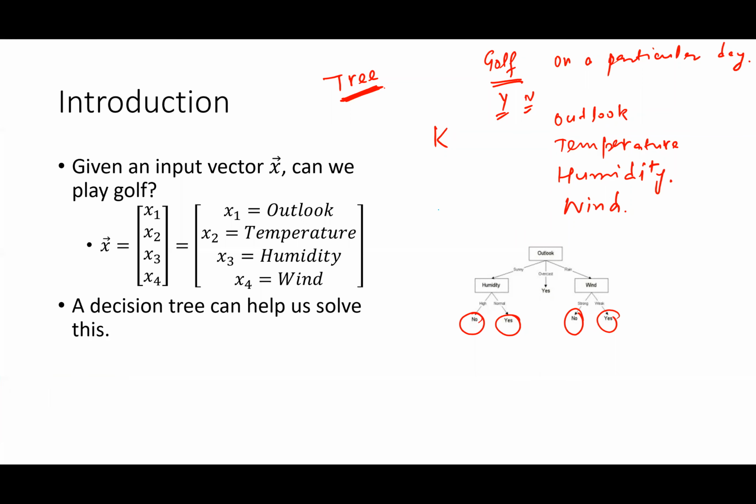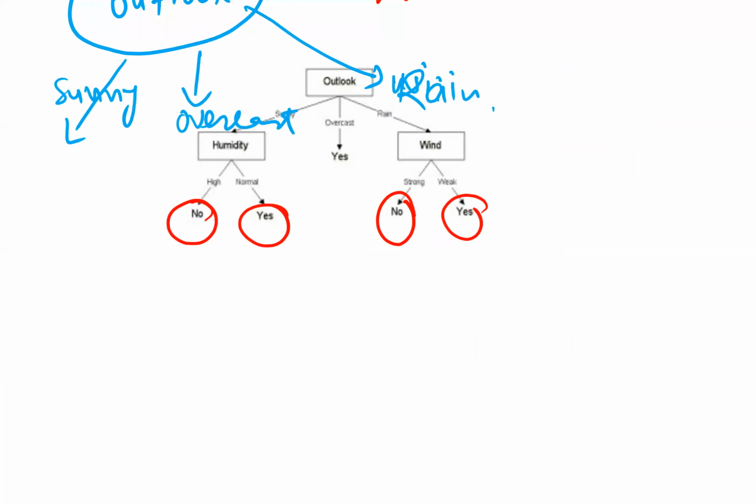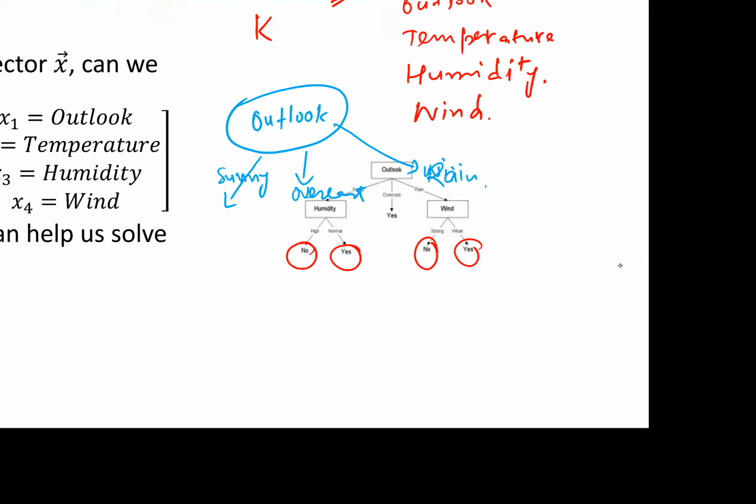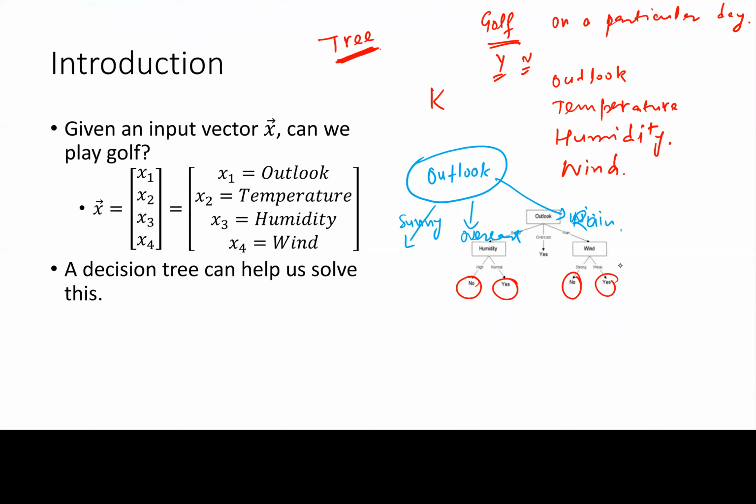So maybe we can start with the outlook, and we can decide on the outlook if it is sunny or if it is overcast, or, let us say, rain. The three values it has. Fine. So either there could be clouds on the horizon, or it could be raining on a particular day, or it could be sunny. Now, in case it's raining, we might also want to look at the amount of rain on that particular day.